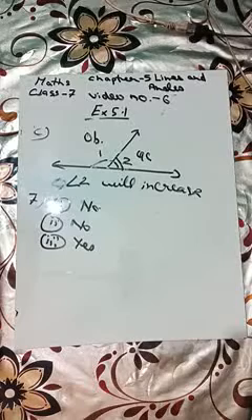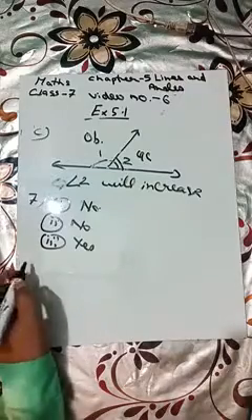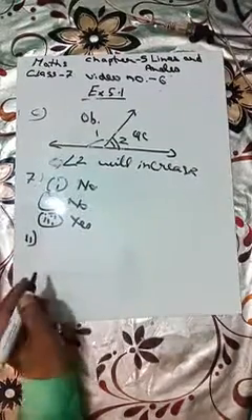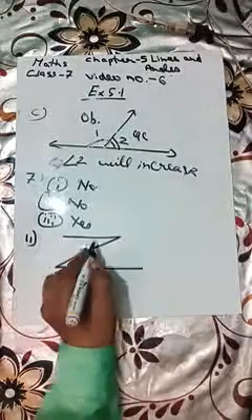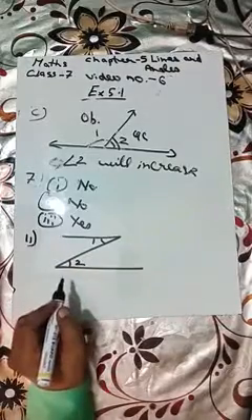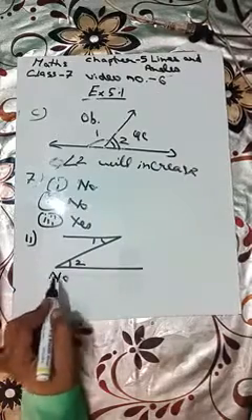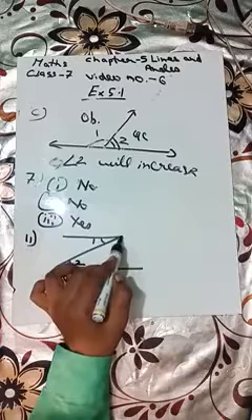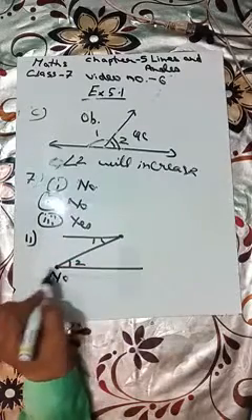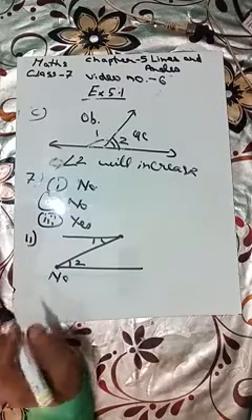Now let's take question number 11. Question number 8 also you can do on your own. 9 is also easy and 10 also. Let's do the 11th one. In the 11th one, the figure is like this. This is angle 1, this is angle 2. So the question is: is angle 1 adjacent to angle 2? The answer is no. Why? Because they do not have a common vertex. The vertex is this and this vertex is this. So they are on different vertices. That's why they are not adjacent.